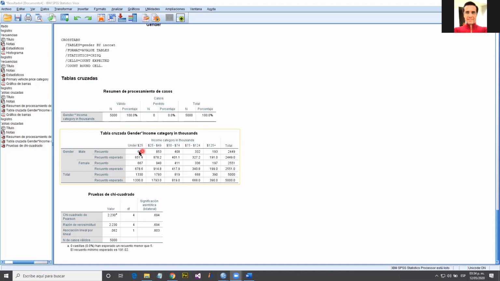Okay. Right here, we seen 663, but we expected 651. We seen 853, but we expected 878. So then it seems that yes, there are differences. Right here, in female 25 to 49, we got 940, but we expected 914. So yes, there are differences between what we are getting and what we expected. That is true. There is a difference.